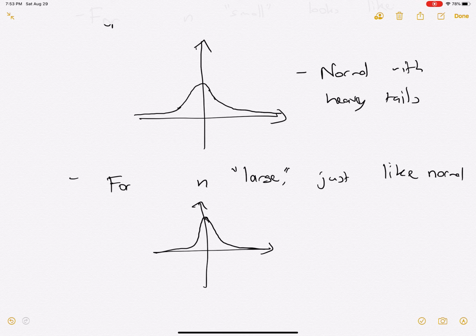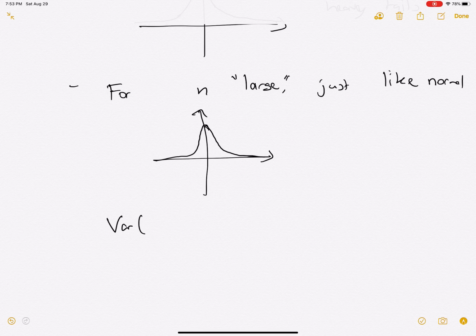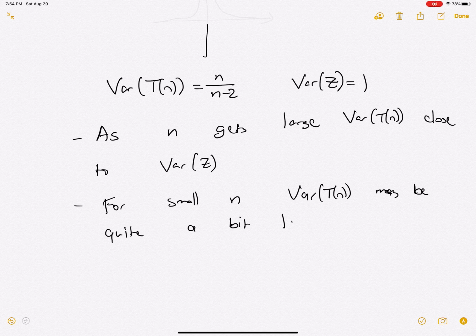And there's a couple of different ways to see that. If we note that the variance of T of n is n over n minus 2, and the variance of a standard normal Z is just 1, we can see that as n gets large, the variance of T of n is close to the variance of Z. For small n, the variance of T of n may be quite a bit larger than that value of 1.